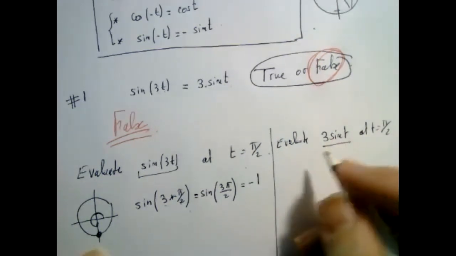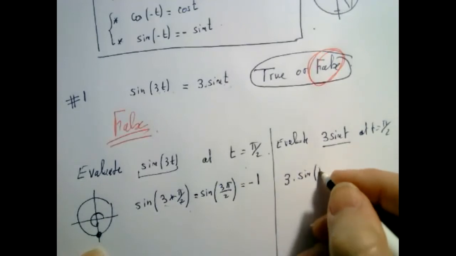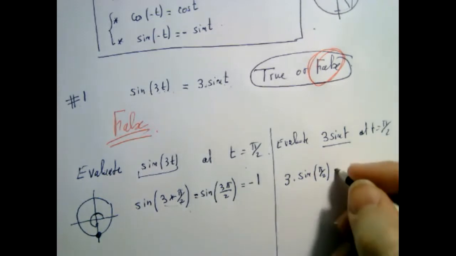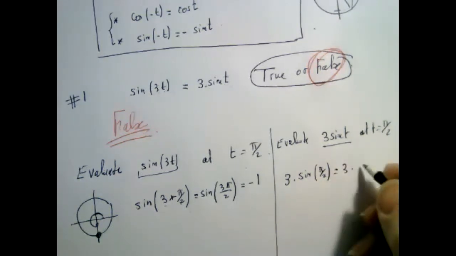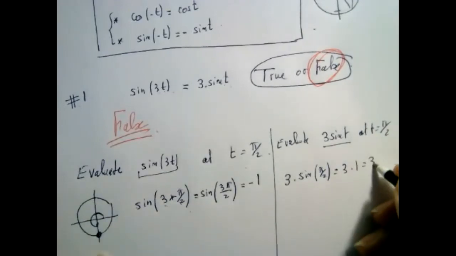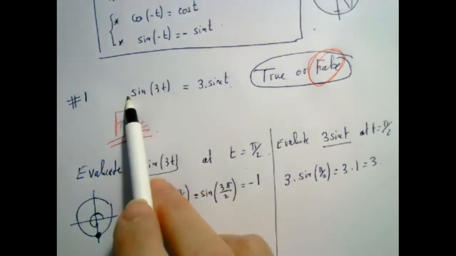However, when I take 3 sine t, you multiply 3 by the sine of pi over 2. So it's a very different operation. It's 3 times the sine of pi over 2. Pi over 2 is here. The sine is 1, so the result is 3. They are absolutely different. So you cannot pull the 3 out.